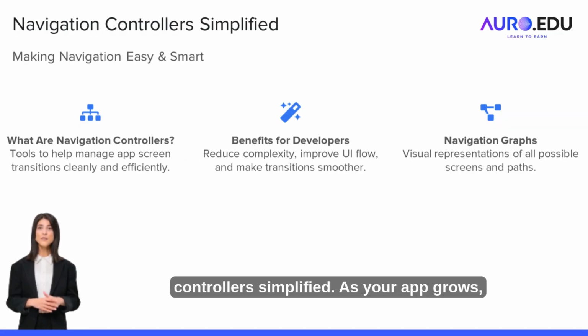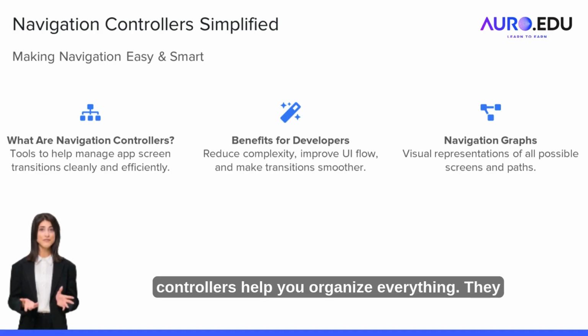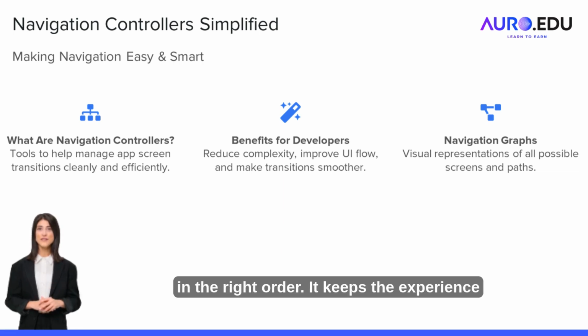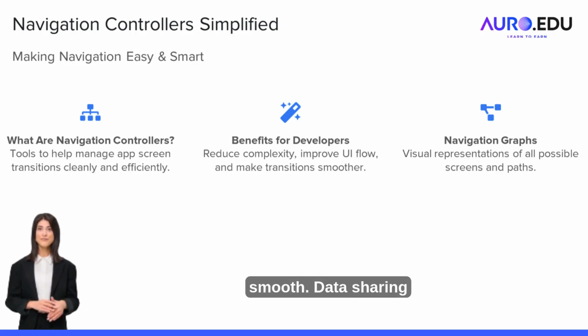Navigation controllers simplified. As your app grows, managing movement gets tricky. Navigation controllers help you organize everything. They use something called a navigation graph, like a map, to guide users through the right screens, in the right order. It keeps the experience smooth.